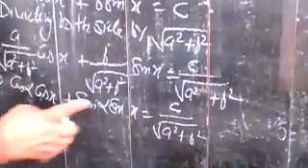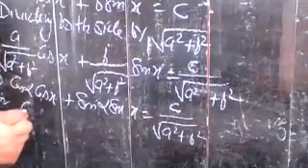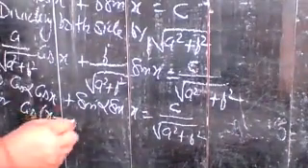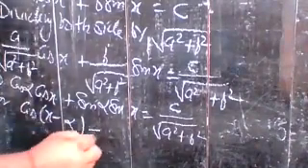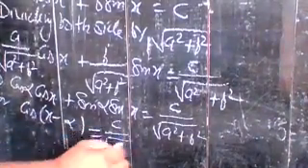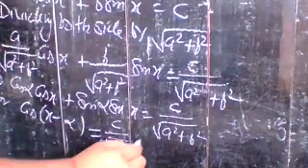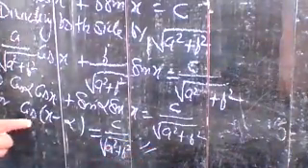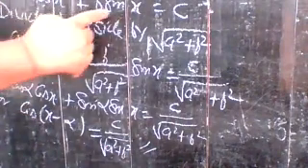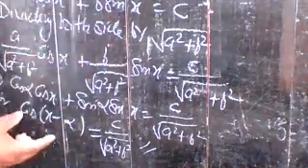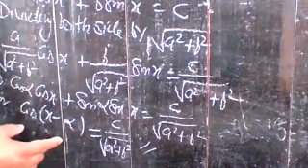And yes, here you have the identity, so that can be written as cos(x minus alpha). Here you can write cos(x minus alpha) is equal to c upon under root a square plus b square. So here you see how a cos x plus b sin x can be converted in terms of single cos.